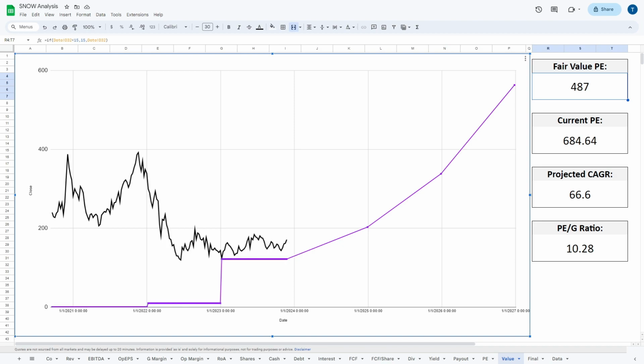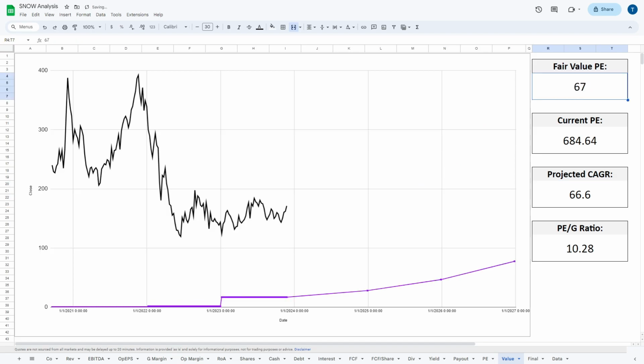What I do want to point out though is that the projected CAGR of this company is only about 67. And following my rules, that means that the fair value PE of Snow going into the future should be 67. So if we change the fair value PE to 67, we can see that the company looks much, much more overvalued right now. Today, my estimates would value Snow at about $17 a share. And by 2027, I would expect it to be worth about $75 to $80 a share.